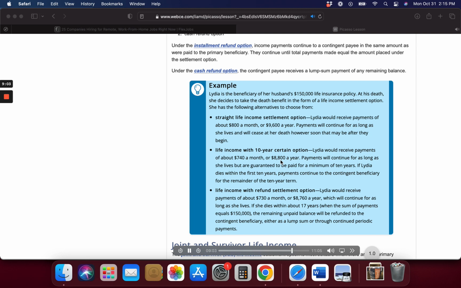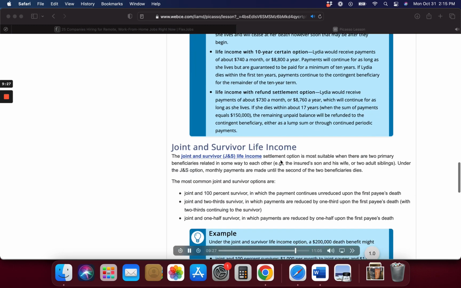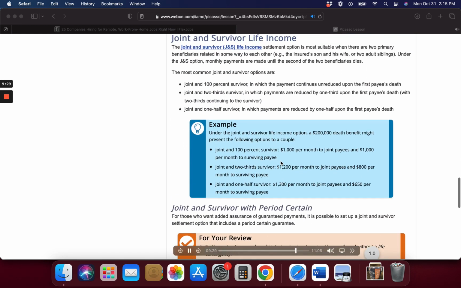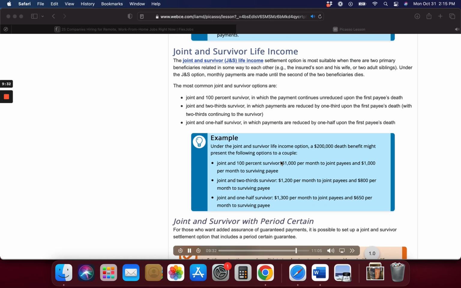Example: under the joint-and-survivor life income option, a $200,000 death benefit might present the following options to a couple. Joint-and-100% survivor, $1,000 per month to joint payees and $1,000 per month to surviving payee. Joint-and-2/3 survivor, $1,200 per month to joint payees and $800 per month to surviving payee. Joint-and-1/2 survivor, $1,300 per month to joint payees and $650 per month to surviving payee.